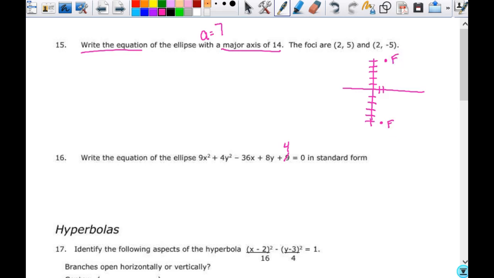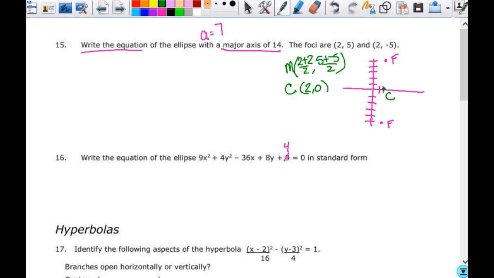Which means from that, I can find my center point, because I need that in order to write the equation. So in order to find my center point, I can do the midpoint of these two. So midpoint just means that I'm averaging them. So it'd be 2 plus 2 over 2, and 5 plus -5 over 2. So this would give me 2, 0. There's my center. You can also do it by counting. I mean, that's why we graphed it, but that's mathematically what's actually happening. So this is my center point. I need that to write my equation.